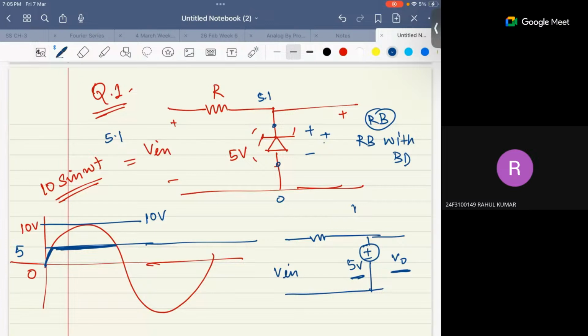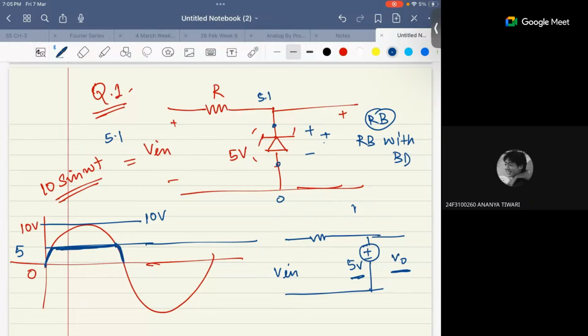Okay. Then 5. Now from here till here it will cross. Again it will come 0 to 5 volt, right? So again it will be 0 to 5 volt. How will it behave? Same, right? It will be reverse bias without breakdown. So again it will be the same like that.